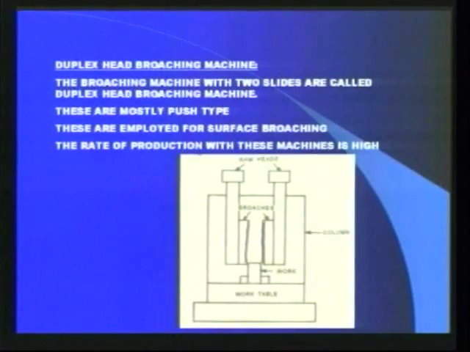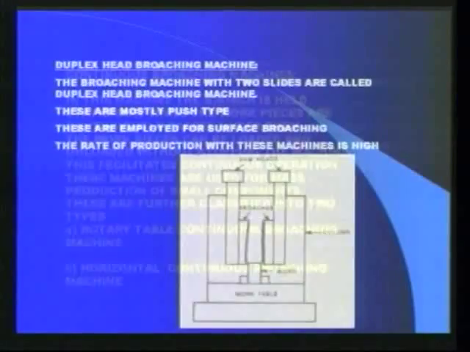Next, we discuss about duplex head broaching machine. This broaching machine has two slides. Those two slides are called duplex heads. Hence it is called duplex head broaching machine. These are mostly push type machines and are commonly employed for surface broaching. The rate of production with these machines is high.